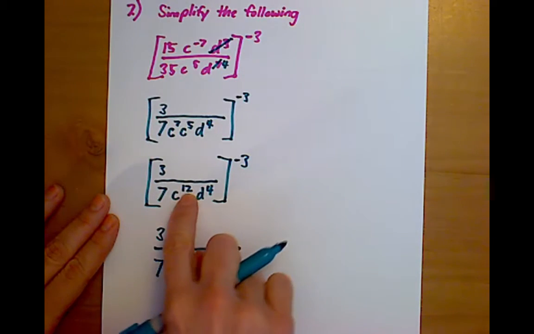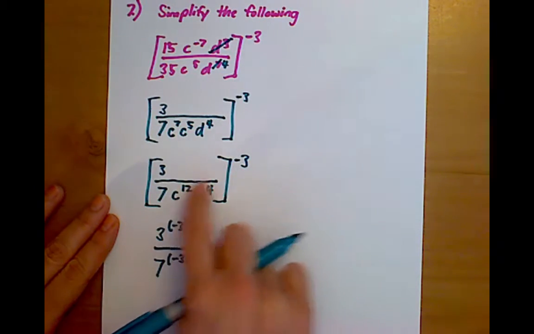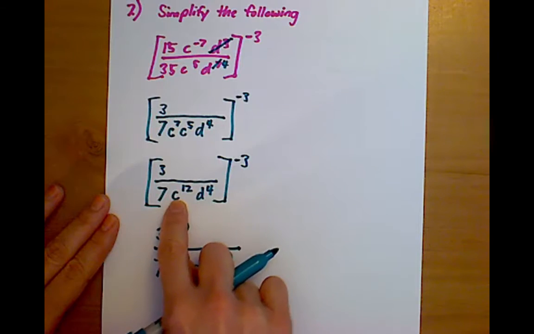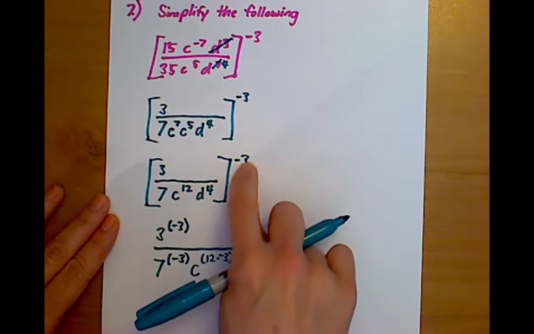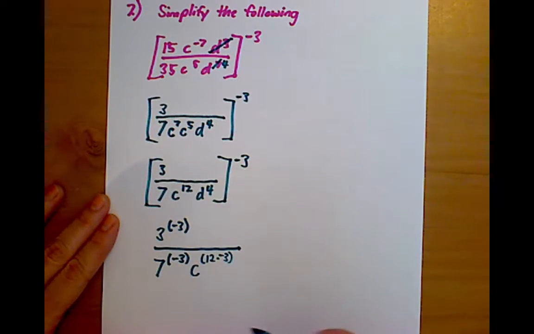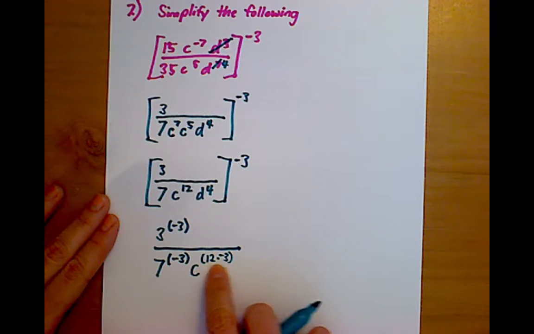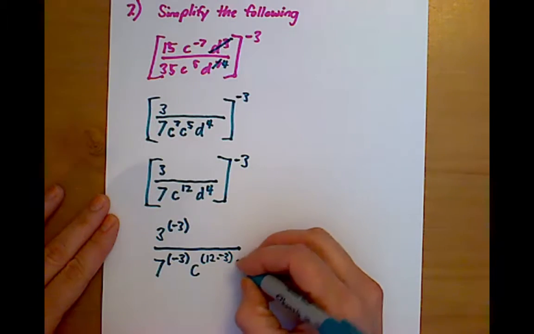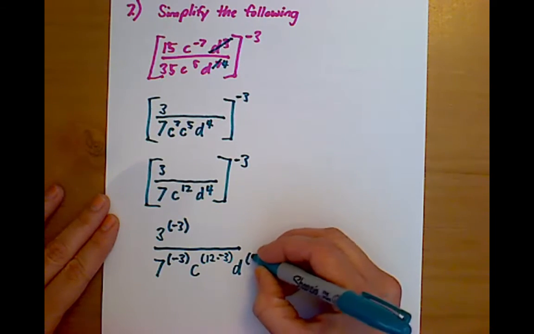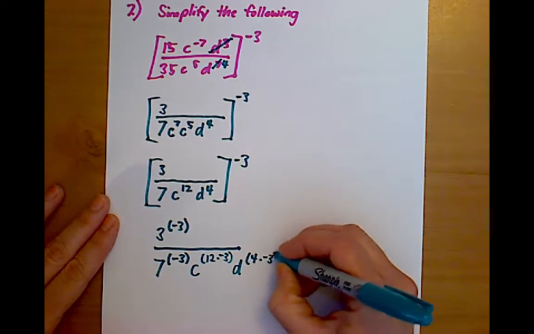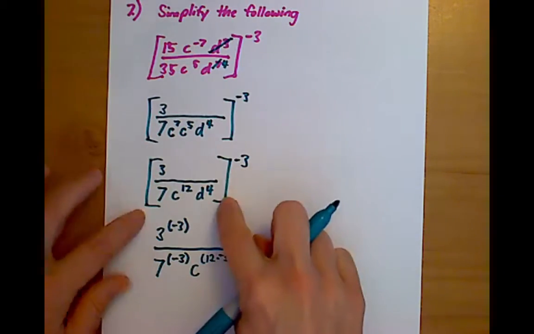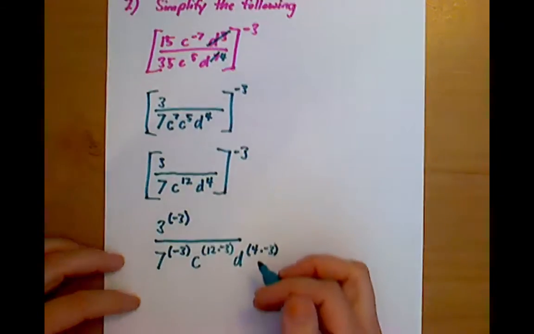Okay, when you have a number or a variable that has an exponent on it, and you raise it to another exponent, you multiply the exponents, okay? So this becomes 12 times negative 3. We'll simplify that in just a second. And this becomes 4 times negative 3, okay? So we got rid of that, and we put it down here so we can see what we're doing.